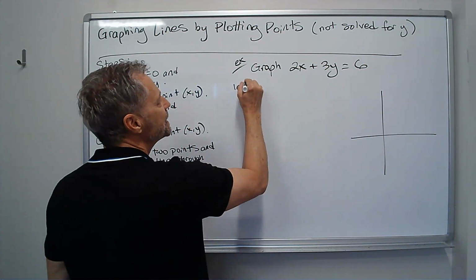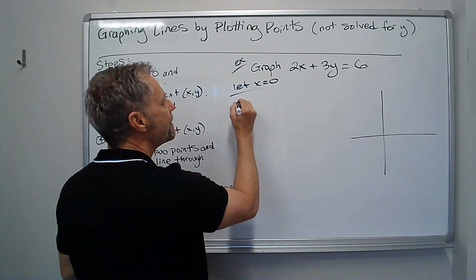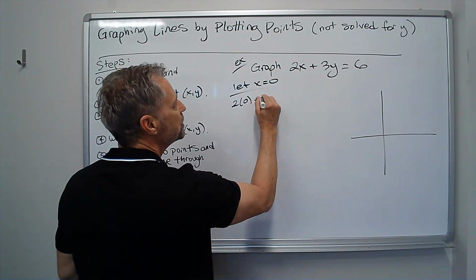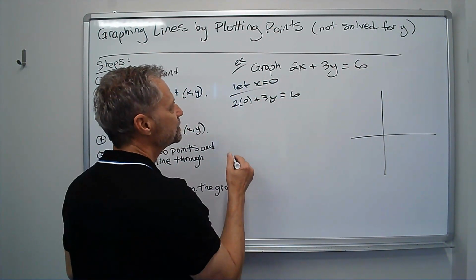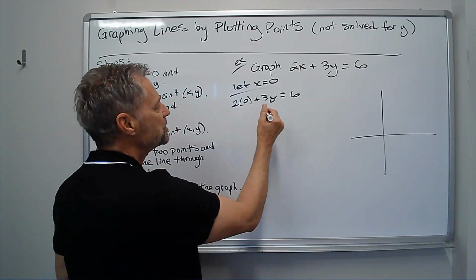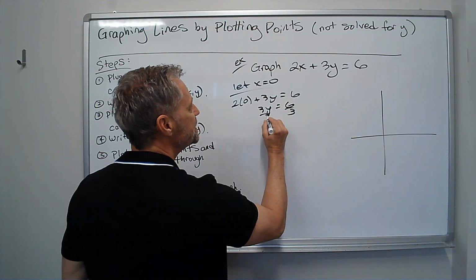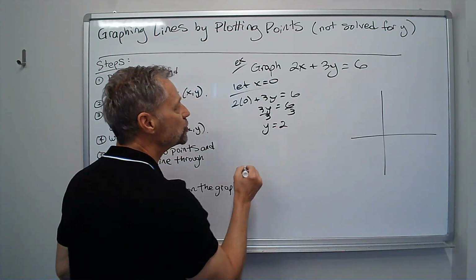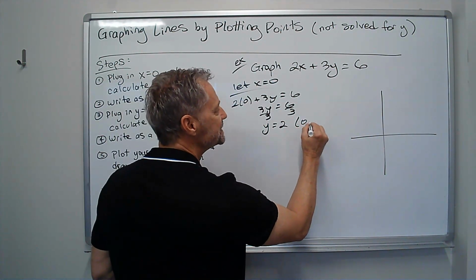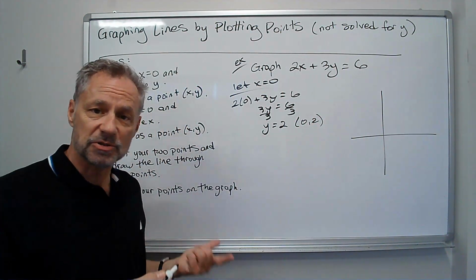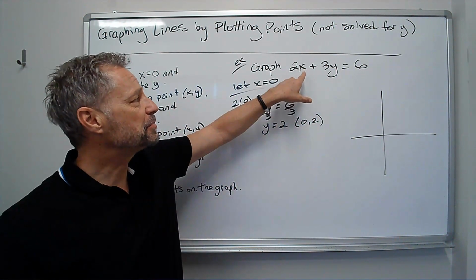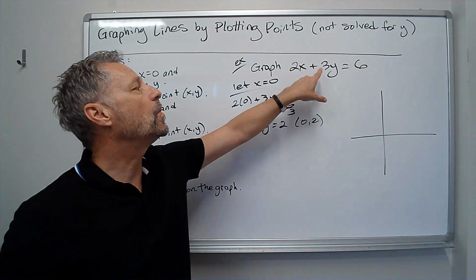So I'm going to let x equal 0. So I get 2 times 0 plus 3y equals 6. Well, 2 times 0 is 0. 0 plus 3y is just 3y. So I get 3y equals 6. Divided by 3, I get y equals 2. Well, that gave me the point when x was 0, y was 2. There's my first point.